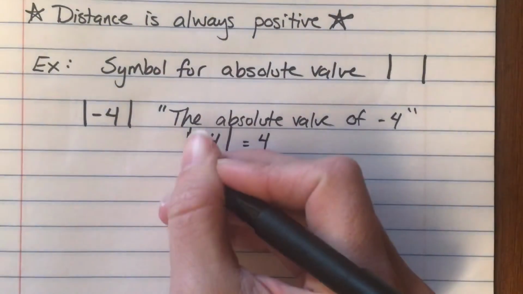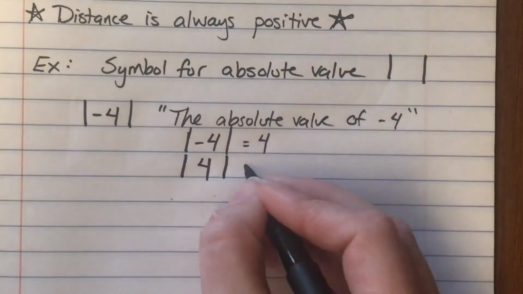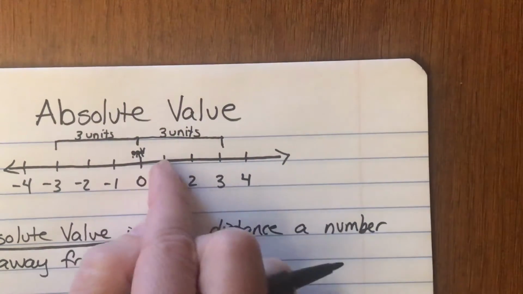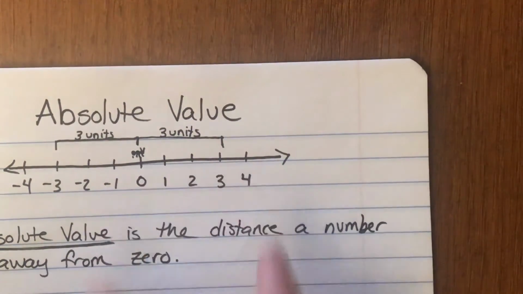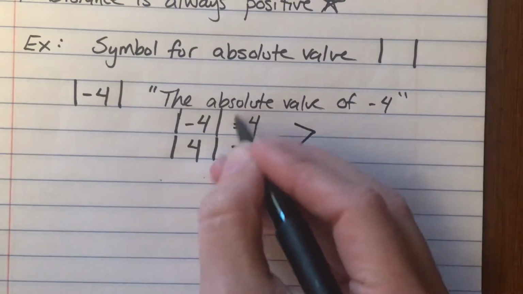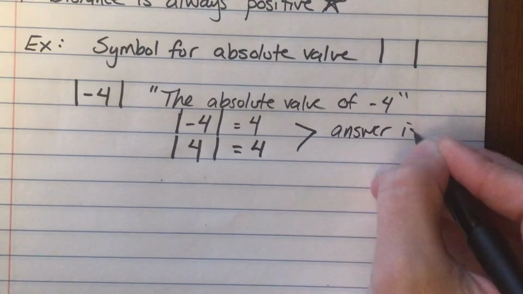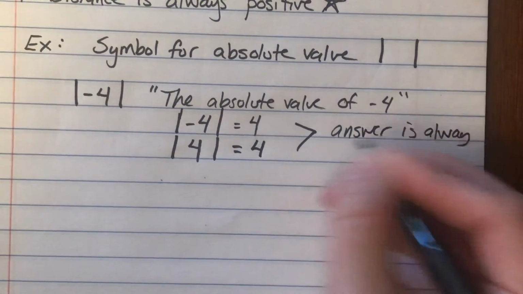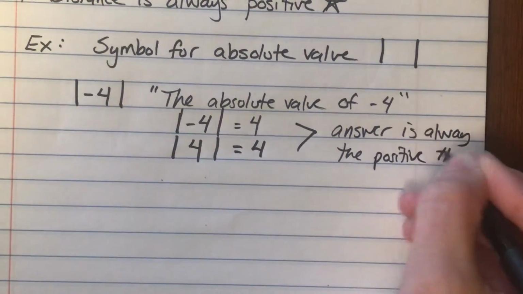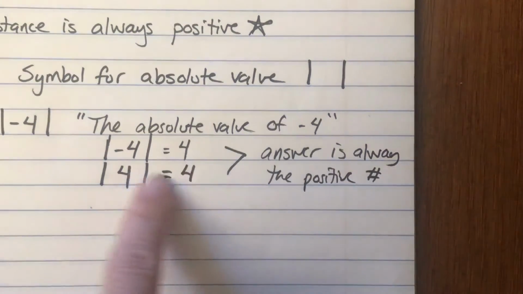Well, think about that similarly if we have the absolute value of +4. How far away is 4 from 0? Well, it's 1, 2, 3, it's 4 units, right? And so if you'll notice, the answer to an absolute value problem is always the positive number. I'm just going to put the number symbol there, the hashtag, that means number. The answer is always the positive number.